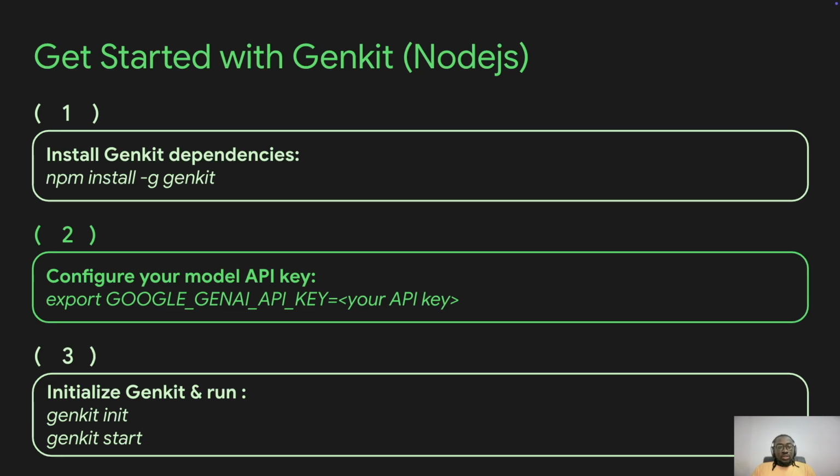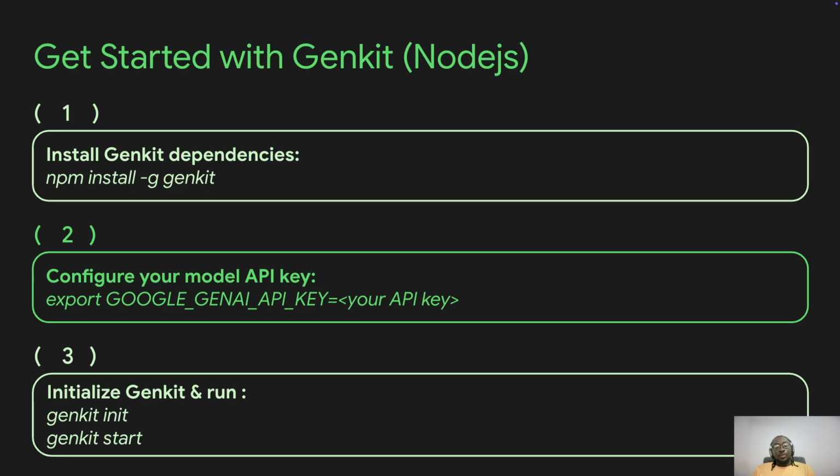Then the last one is you create a new folder, and inside this folder, you just type Genkit init in it, and it will ask you a bunch of questions, right? Like what language do you want to use? And what model do you even want to use? And then it will go ahead and create a sample project for you.